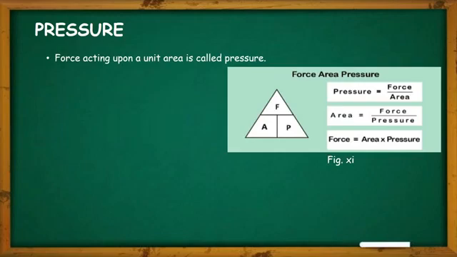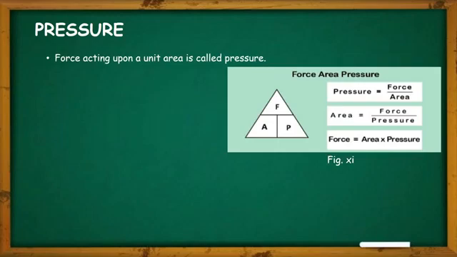To easily remember this, you can simply draw a triangle. Divide it into three parts and write F for force, A for area, and P for pressure, and you can cross multiply them to get the formula force is equal to area into pressure, or the pressure formula pressure is equal to force by area.